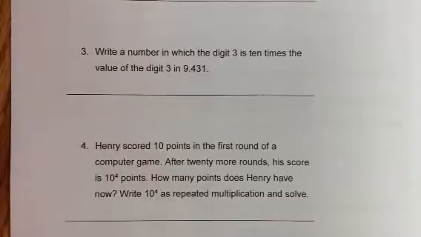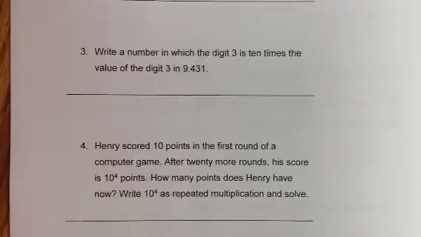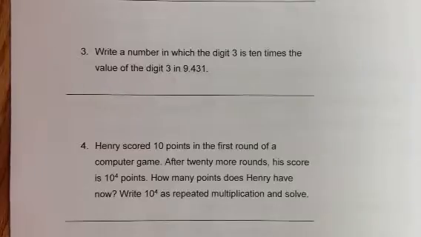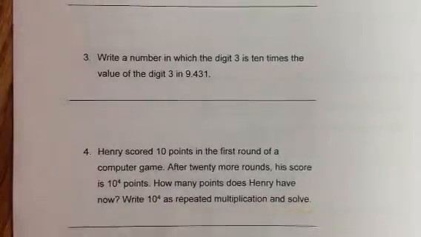Number 4, Henry scored 10 points in the first round of a computer game. After 20 more rounds, his score is 10 to the 4th power points. How many points does Henry have now? Write 10 to the 4th power as a repeated multiplication and solve. So write it as repeated multiplication and solve it.